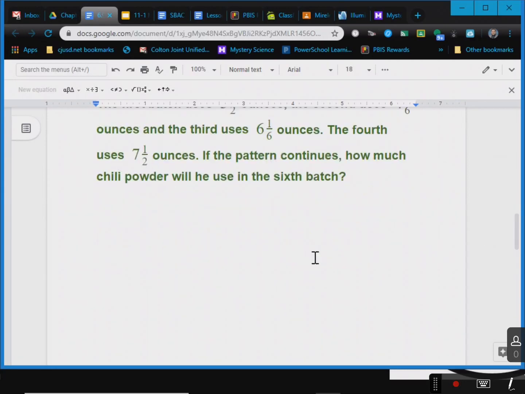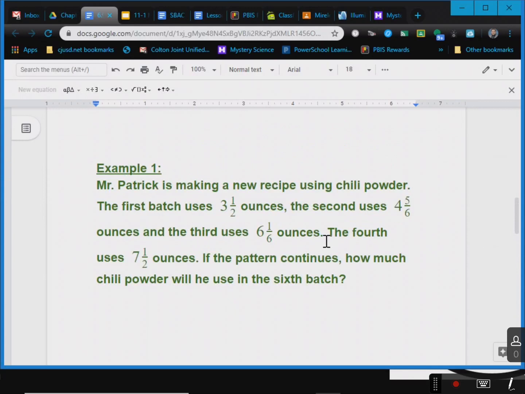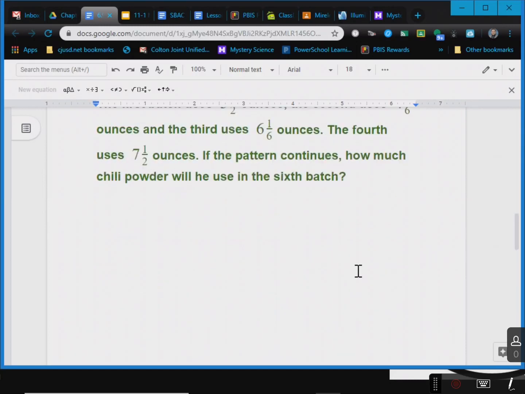Mr. Patrick is making a new recipe using chili powder. First batch uses 3.5 ounces. Second uses 4 5/6. The third uses 6 1/6. The fourth uses 7.5. If the pattern continues, how much chili powder will he use in the 6th batch? Which means you need to find the 5th batch before you find the 6th. Okay, because otherwise you're not going to know what the 6th is.